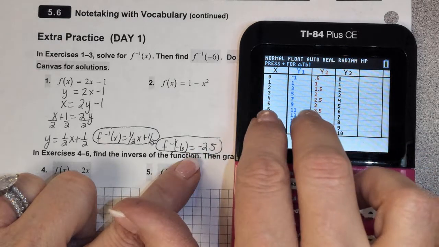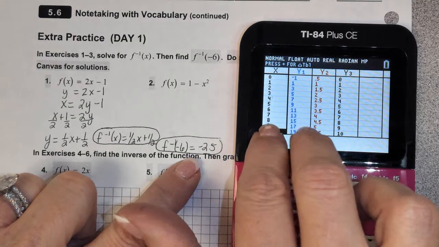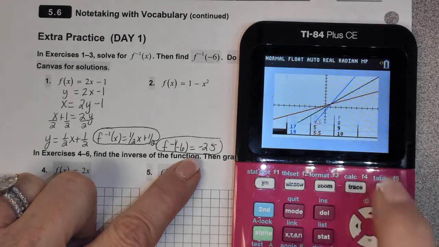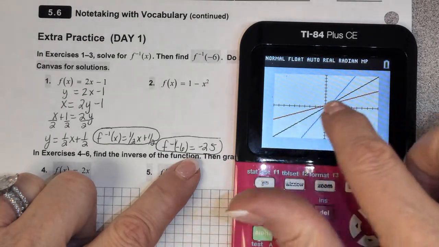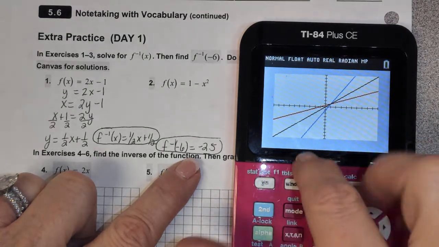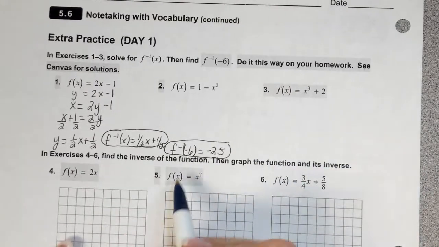One more, guys. If I see 4, 7, what's the other point we're going to see? 7, 4. There it is, 7, 4. Okay? See how it looks? Here's the original in blue. Here's the inverse in red. And there's the line y equals x that we reflected over to get that. Okay. So we've got that done.